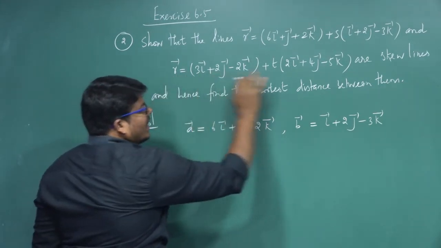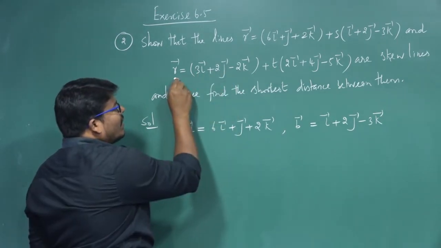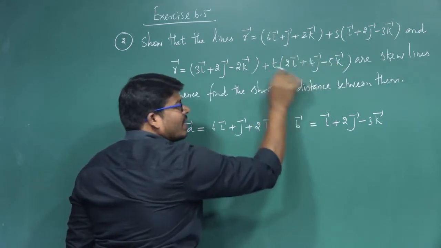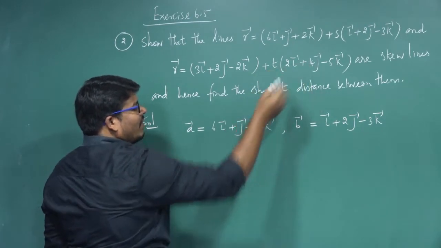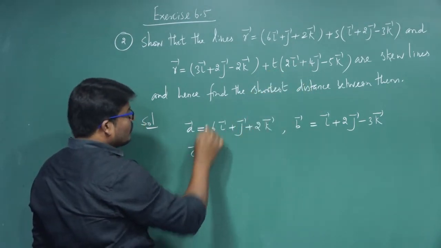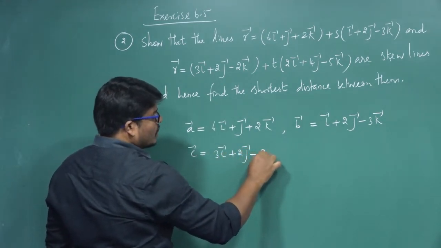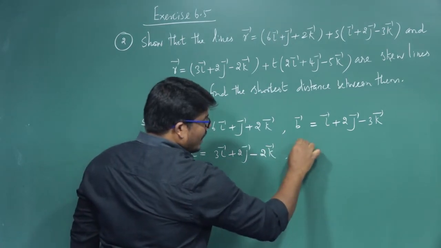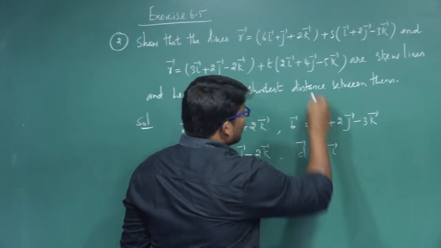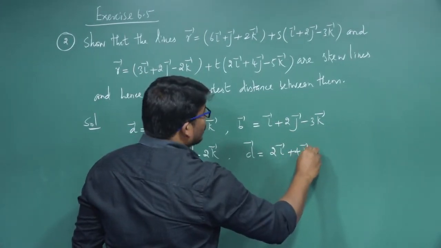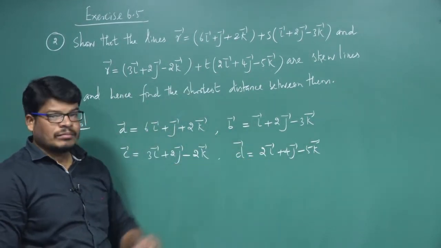i vector plus 2j vector minus 3k vector. And write the second equation of the line: r vector equal to 3i plus 2j minus 2k, r vector equal to C vector plus t of D vector. Now the C vector is 3i vector plus 2j vector minus 2k vector, and D vector, where D is the parallel direction, D vector equal to 2i vector plus 4j vector minus 5k vector.